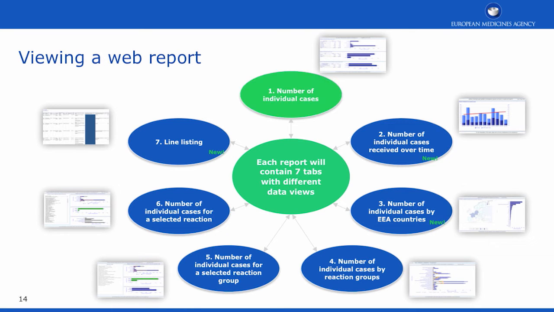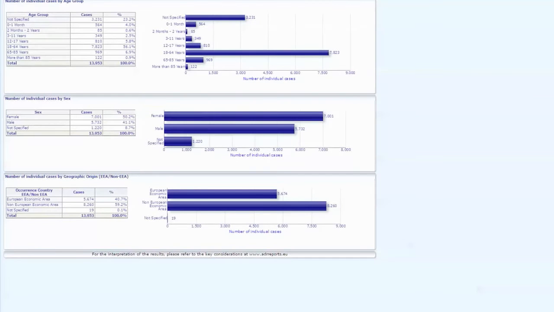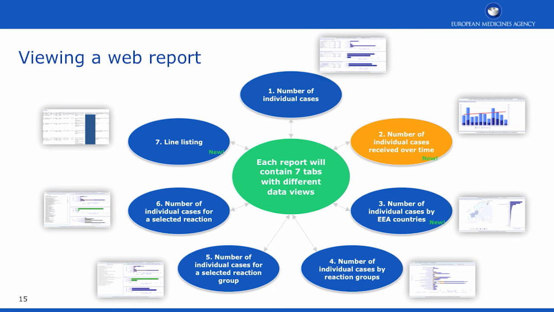The first tab in the web reports displays the running total of individual cases split by a number of categories. A running total of cases identified in EudraVigilance up to the end of the previous month is displayed, split by age group, sex, and geographic origin. The second tab displays the number of individual cases received over time, and is a new addition to the web report as of November 2017.